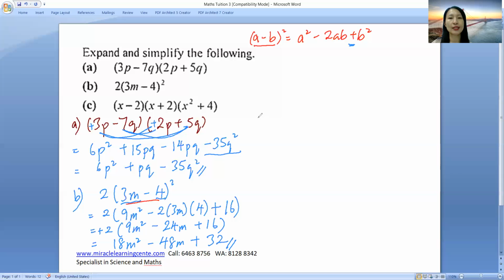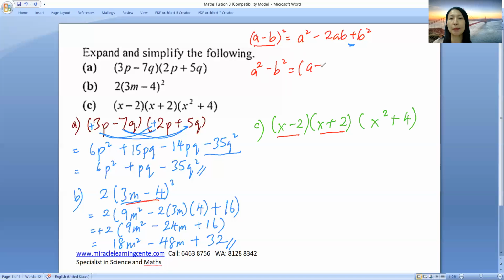Okay, now for the last one, C. Let's use another color. C, this one is (x − 2)(x + 2) and we have (x squared + 4). You notice that this x plus 2, x minus 2, there's a formula for it, right? So what is the formula? Can you recall? Yes, correct. A squared minus b squared. This will be (a + b)(a − b).